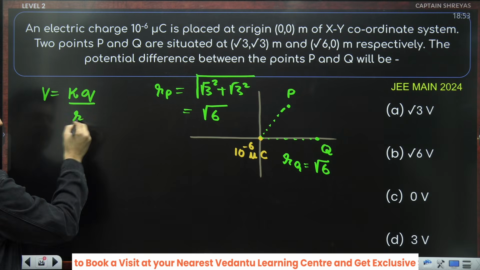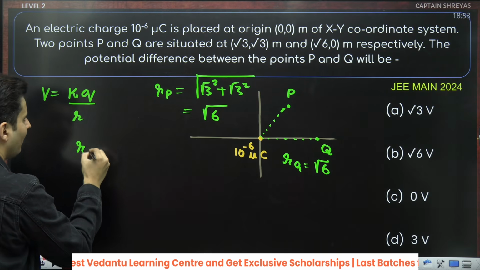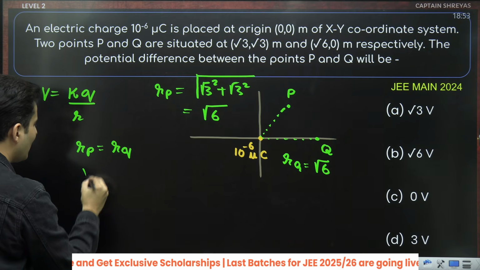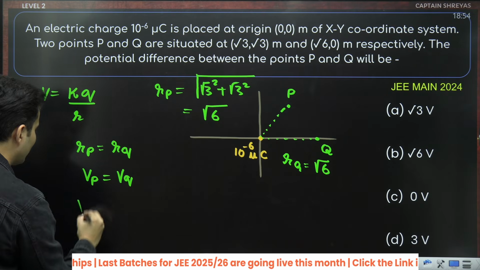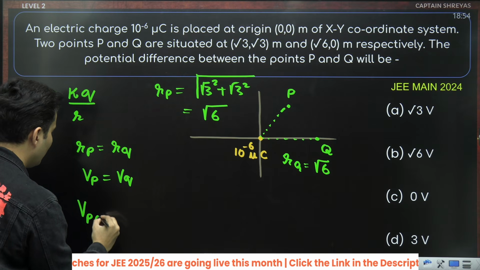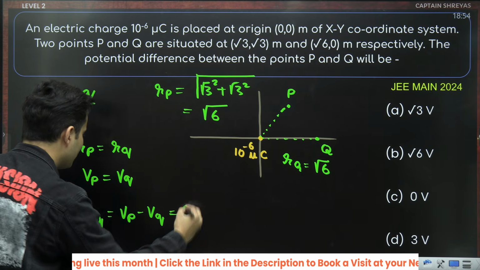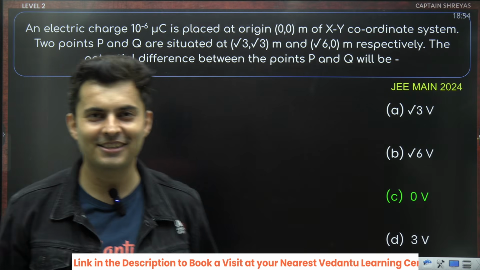Interesting thing, the distances are same, charge is the same, K is a constant. So if RP is equal to RQ, obviously potential at point P will be equal to potential at point Q. The question is, what is the potential difference between points P and Q, which is Vp minus Vq, both being the same? The answer should be a big fat 0, which is C for Captain Shreyas.